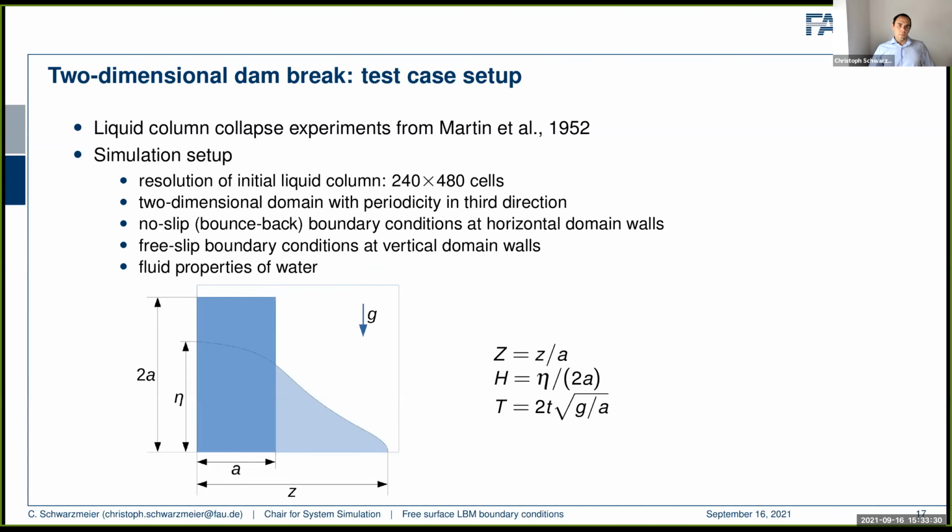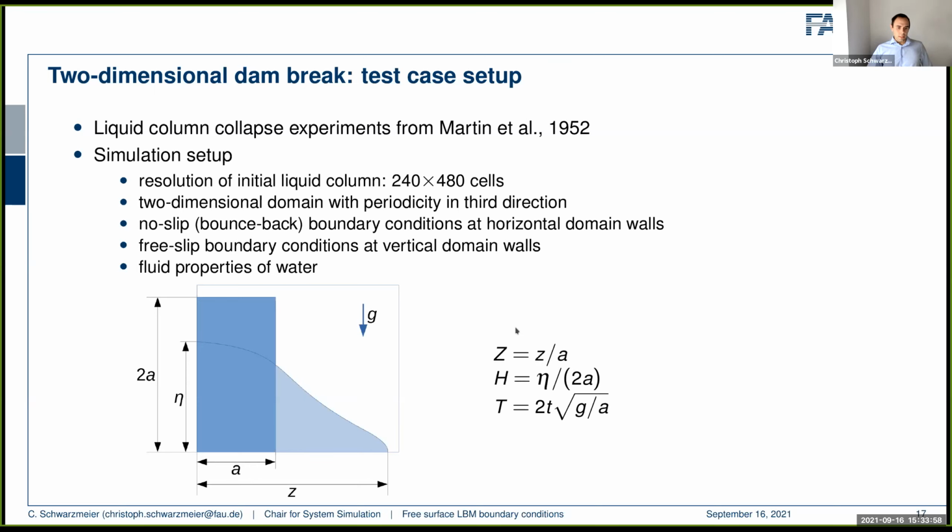So I have also simulated a two-dimensional dam break scenario. It's a collapse of such a liquid column. I have experiments from a paper from 1952. Martin and Moyes are the authors. And the simulation setup is also simple. We have 240 by 480 cells initially for this liquid column. The two-dimensional domain is periodic in the third direction. So in the screen direction, it is periodic.